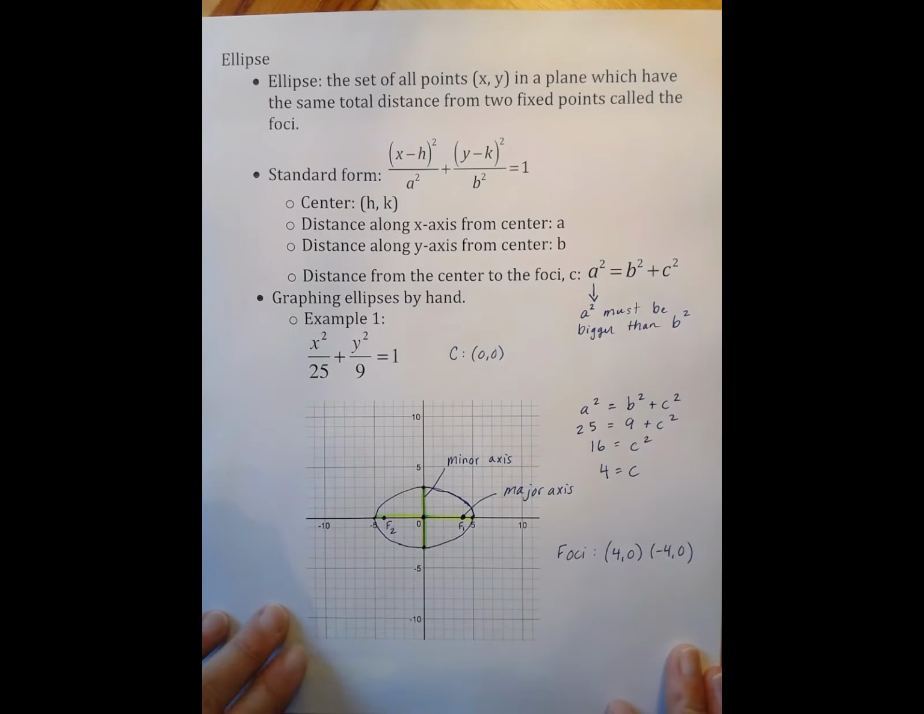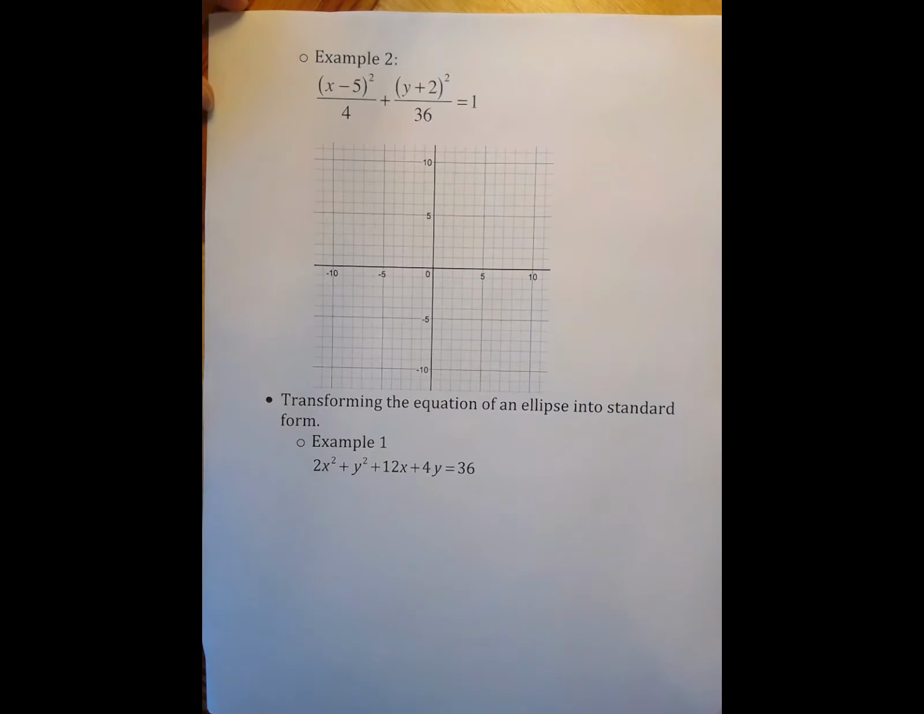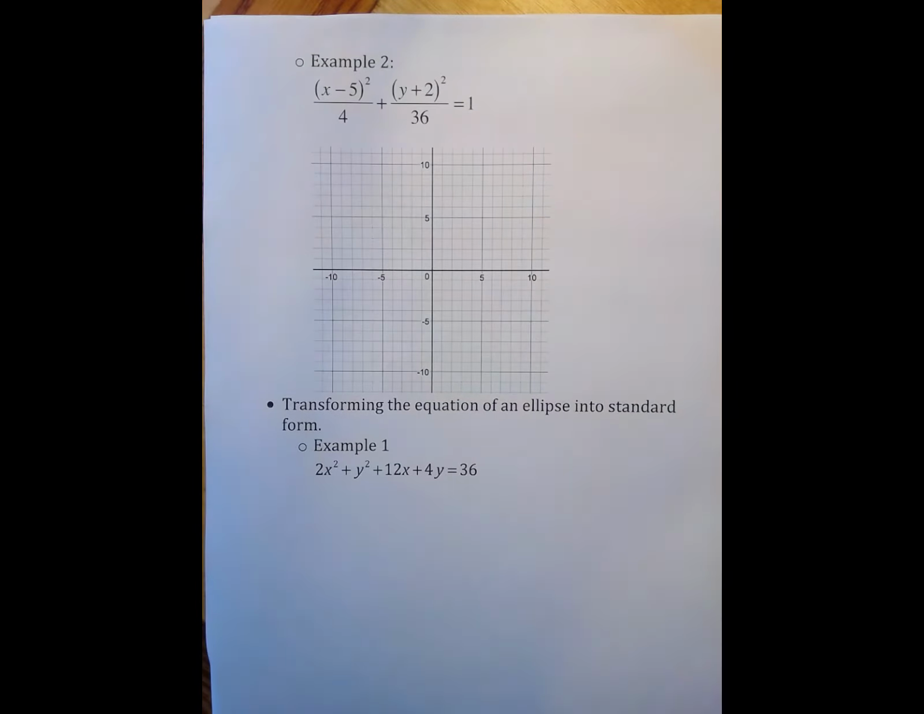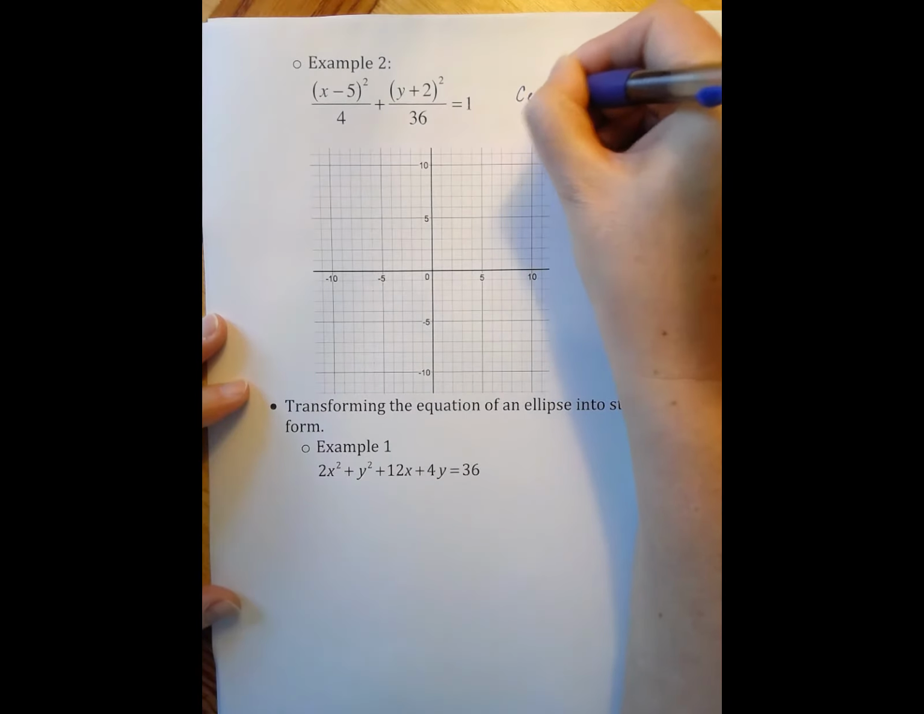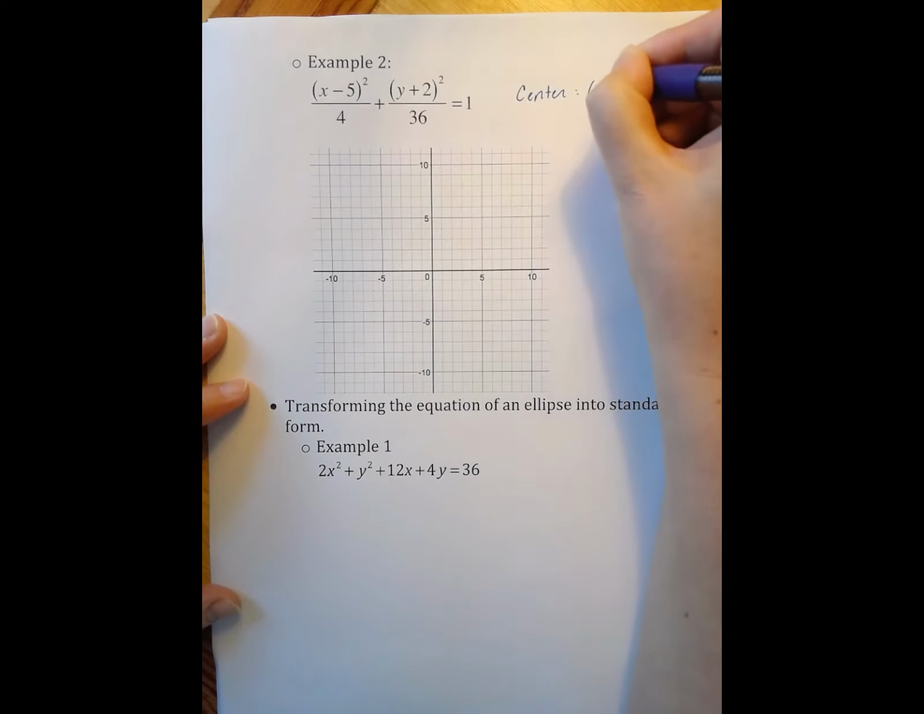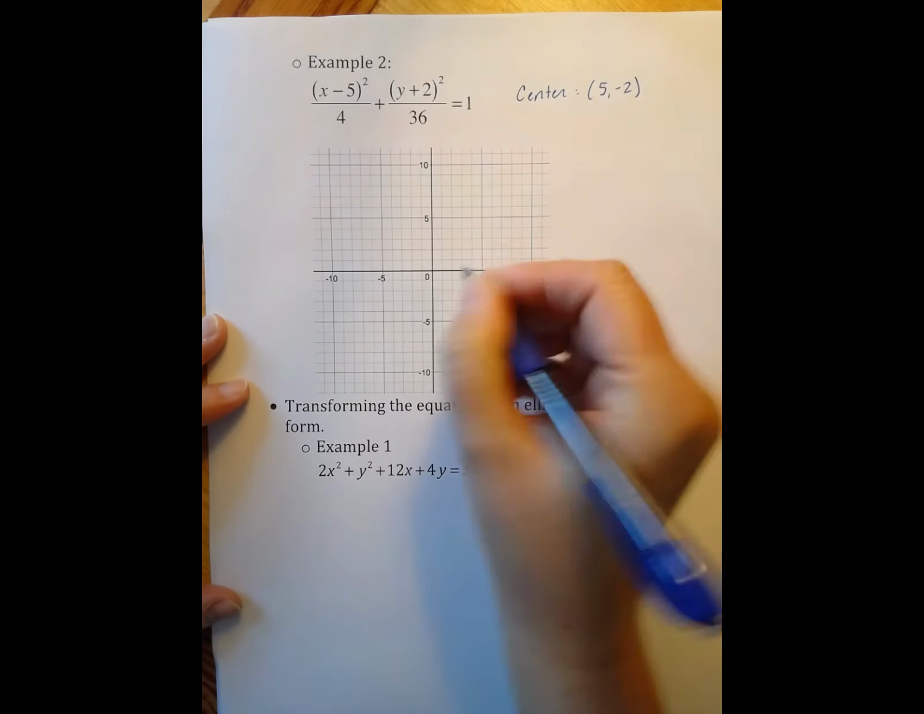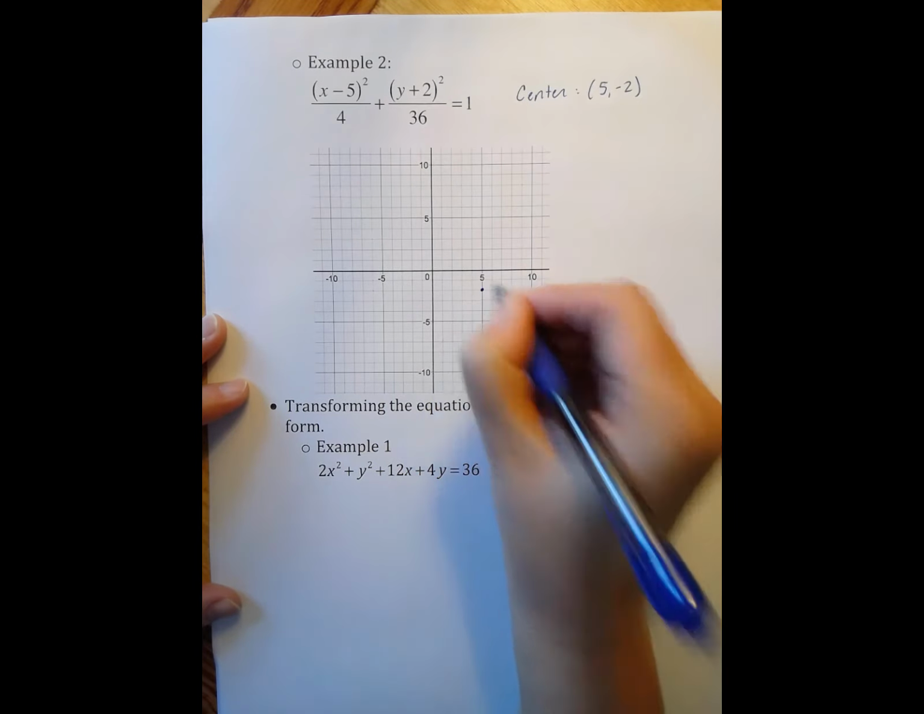Let's look at a second example. In this case, the example we're going to look at does not have the center at 0, 0, so definitely making it a little bit more complicated. However, the nice thing about all of this is it's very visual when you're graphing it. So I use the same exact process. I first find my center, which is 5, negative 2, so 5, negative 2.